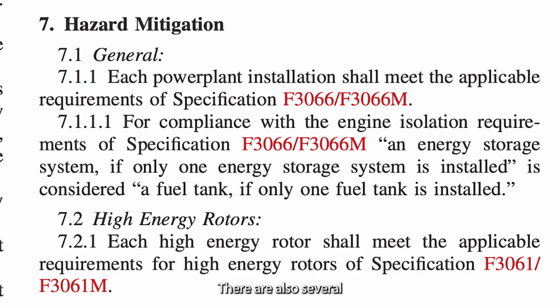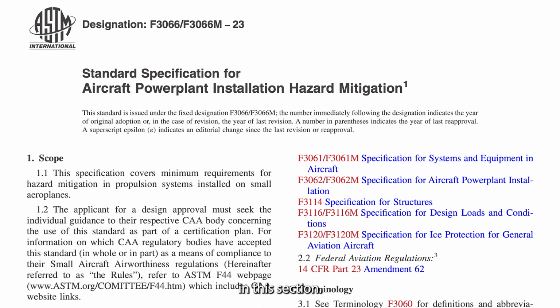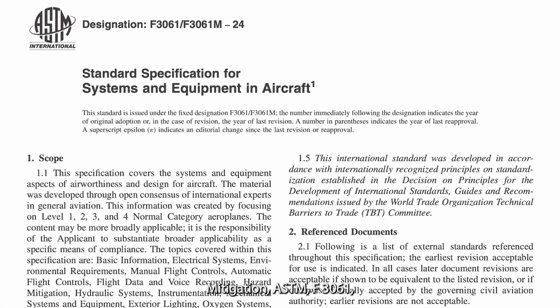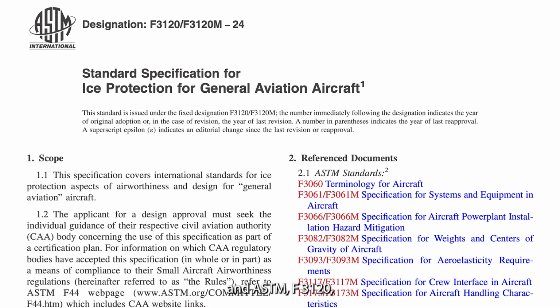There are also several other standards referenced in this section. ASTM F3066, the standard specification for aircraft power plant installation hazard mitigation, ASTM F3061, the standard specification for systems and equipment in aircraft, and ASTM F3120, the standard specification for ice protection for general aviation aircraft.